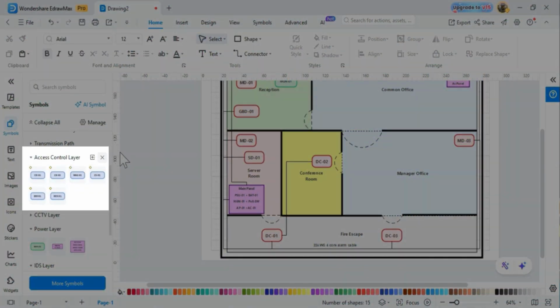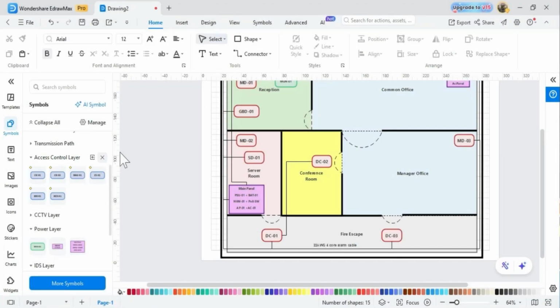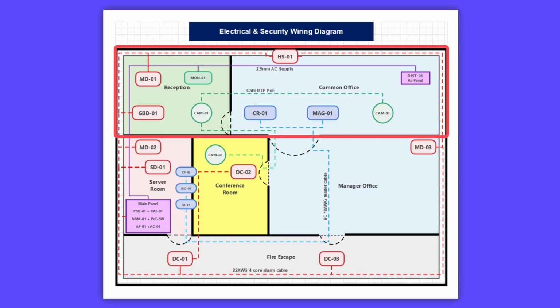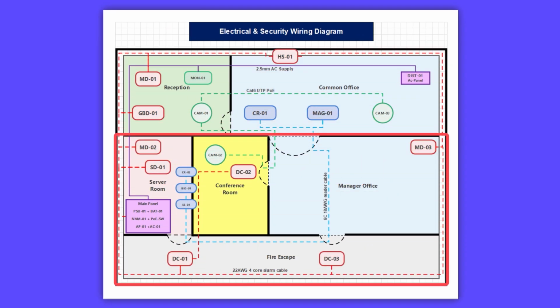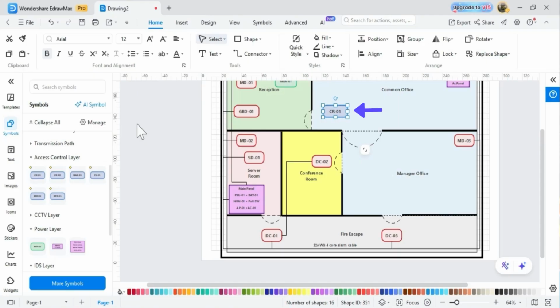Access control. Switching to the ACS layer. CR01 goes at the internal door in the common office area. This door controls access between the upper zone and the lower zone of the building. The card reader always faces away from the restricted area. MAG01, the magnetic lock, goes on the door frame itself.